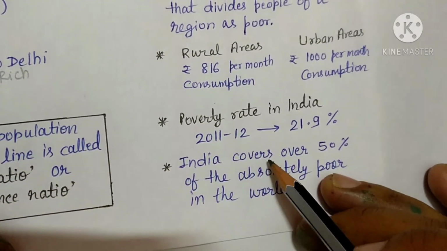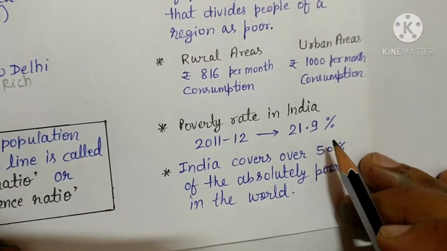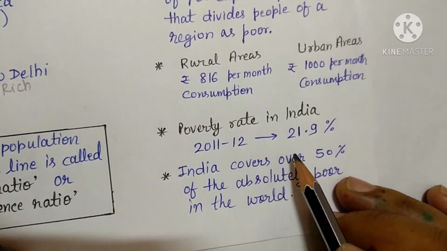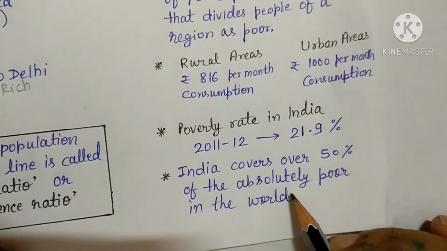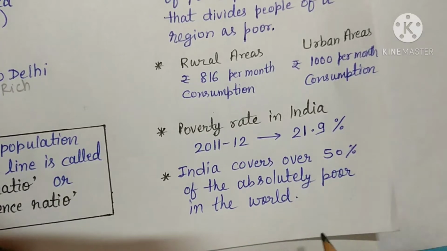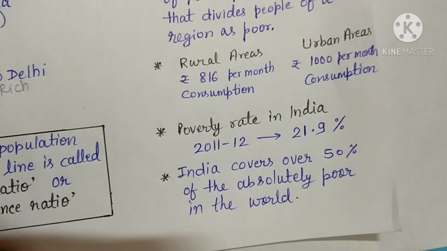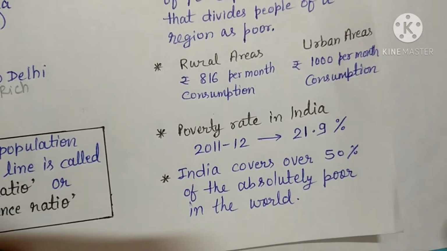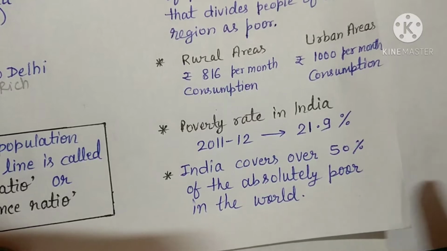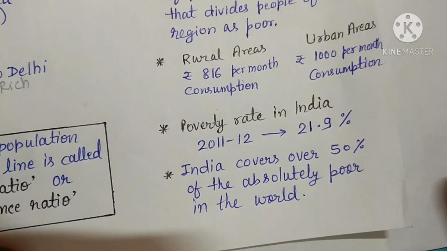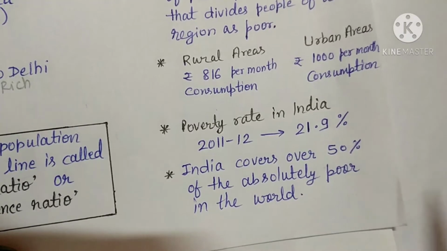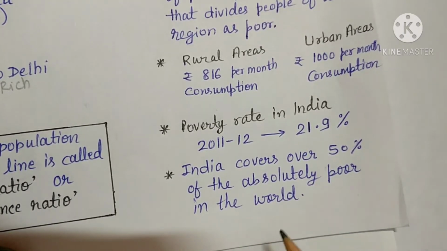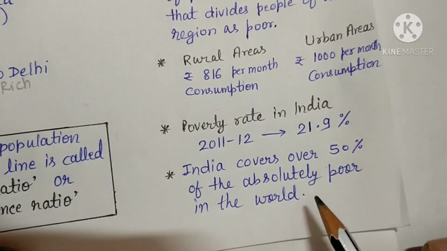Okay, so the poverty rate in India in 2011-12 was 21.9%. In 2011-12 it was how much? 21.9%. And India covers over 50% of the absolutely poor in the world. So for all the world's poor, if we take an example, suppose, just an assumption, there are 50 crore poor people in the world I'm talking about. So out of that 50 crore, 25 crore will be in India. These numbers are not facts, but it is a fact that 50% of the absolutely poor of the world are living in India only.